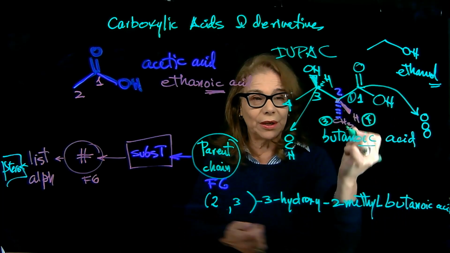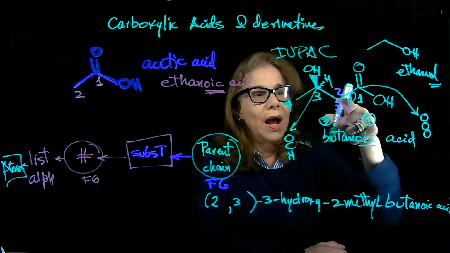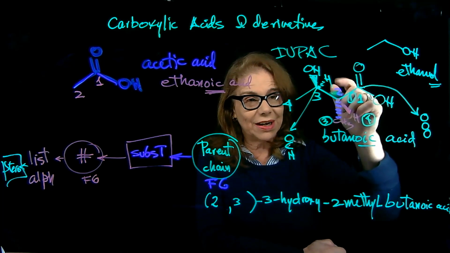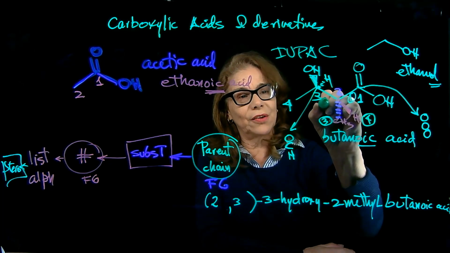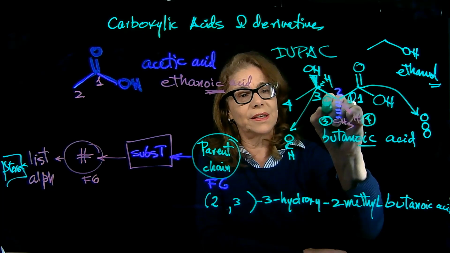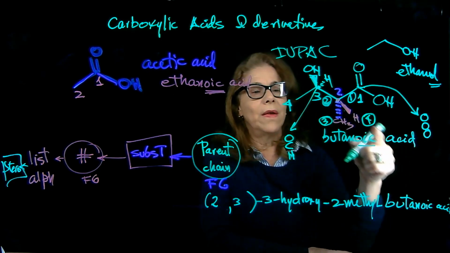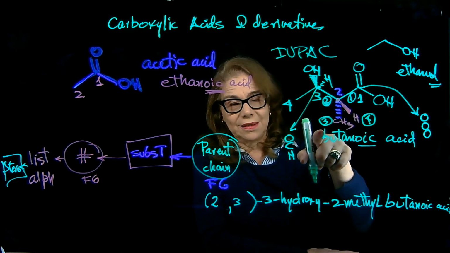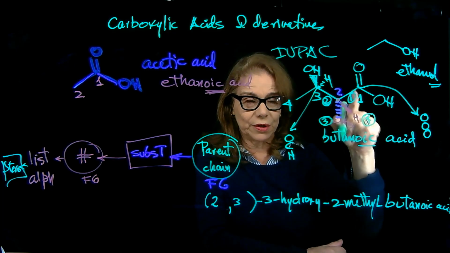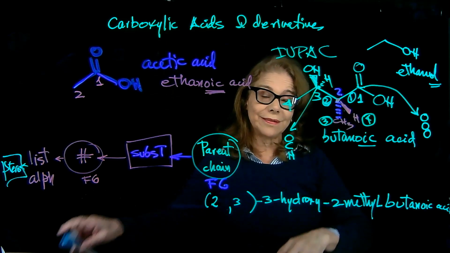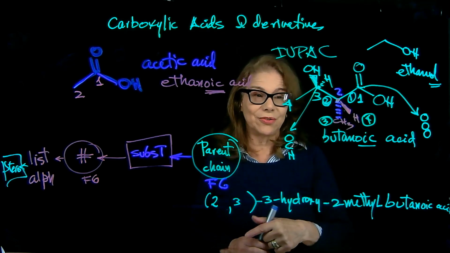So doing the configuration of carbon 2, the highest priority is this chain on the right-hand side. Second highest priority is this. Again, the numbers in circles are for the priorities. And so third is the methyl, fourth is the hydrogen. So the next step is determining clockwise or counterclockwise.